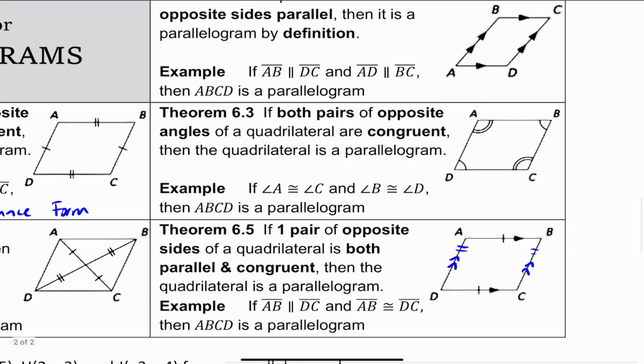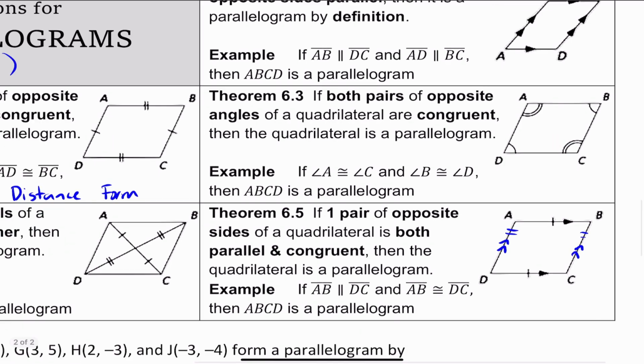Theorem 6.3. If both pairs of opposite angles of a quadrilateral are congruent, then the quadrilateral is a parallelogram. So if opposite angles are congruent, then you can say that this figure is a parallelogram.